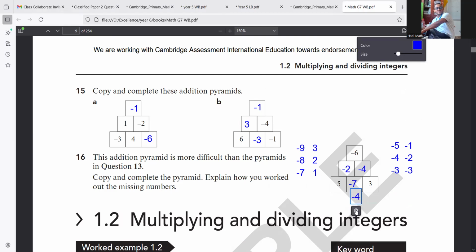So one of the best possible choices is to be -7. So here they give you -2 and here they give you -4.